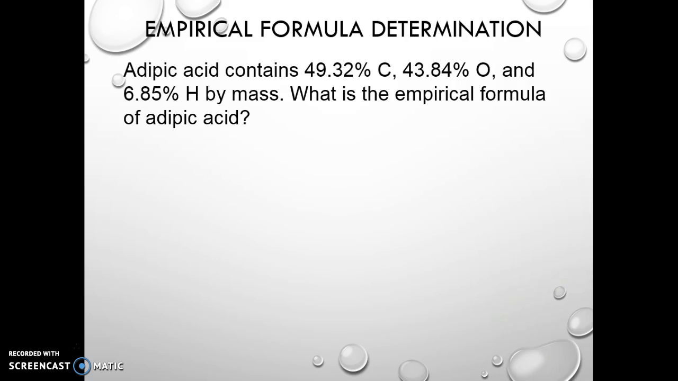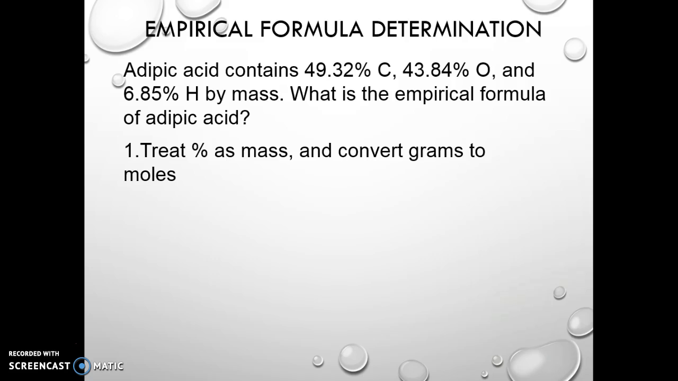So we definitely have to start with the 100-gram assumption. So the first thing that we need to do is treat the percents as mass, and convert to grams. So we get 49.32 grams of carbon, 43.84 grams of oxygen, and 6.85 grams of hydrogen. That was pretty easy, right? All I did was take the numbers from the percent and change the unit to grams.